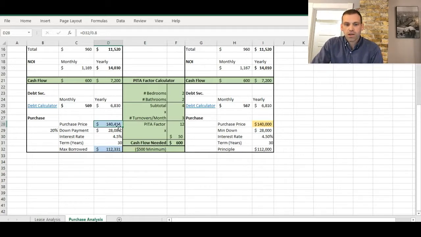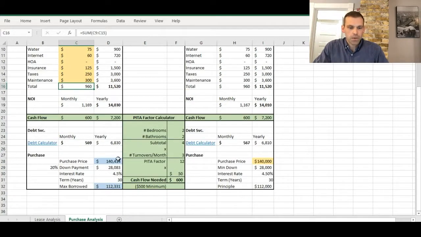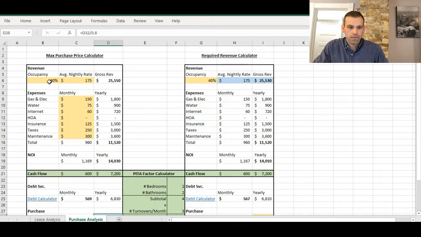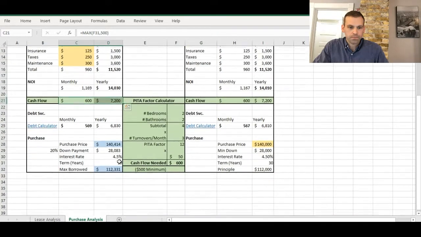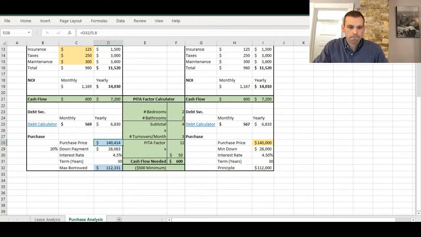So this is the most I could afford to pay if I'm putting a mortgage on the property. This is a 20% down, 4.5%, 30-year amortization. So this calculator basically tells me how much can I pay for this property that's going to do this. It's going to bring in this much revenue, and it's going to cost this much for expenses. I want to make sure that I'm getting what I want out of it. How much can I afford to pay?